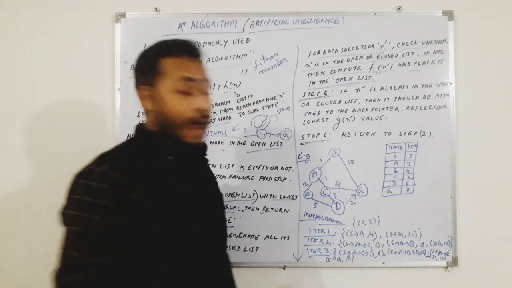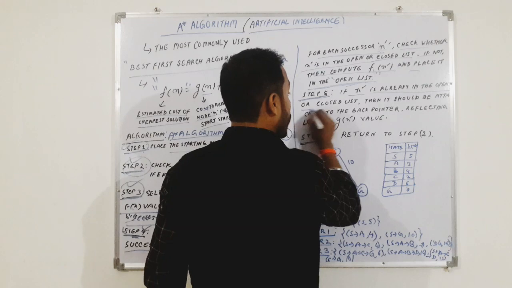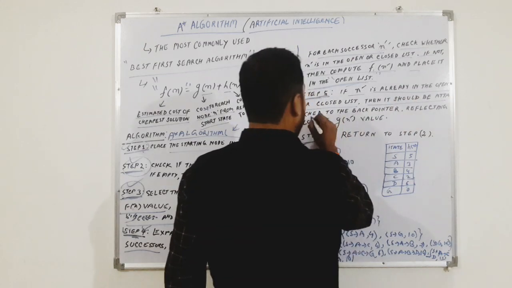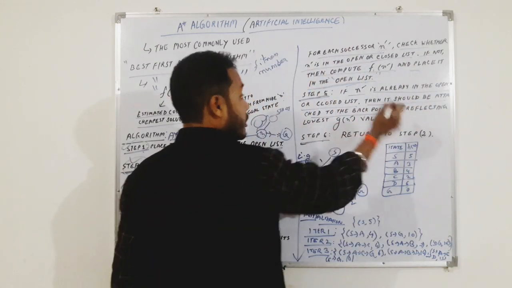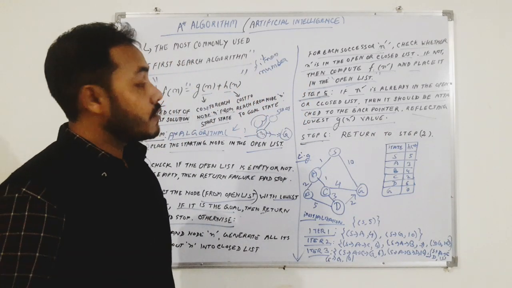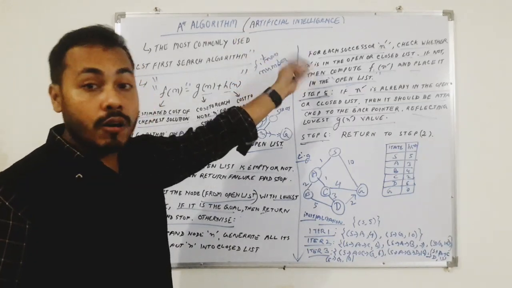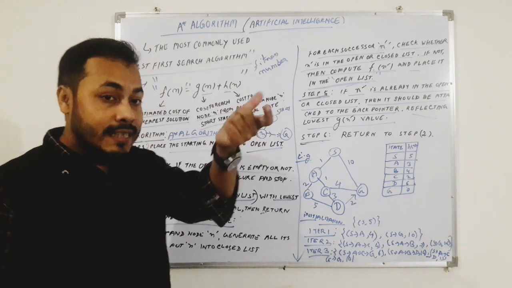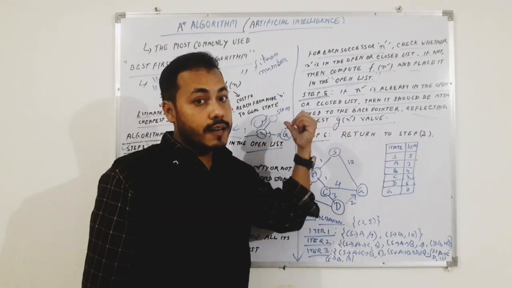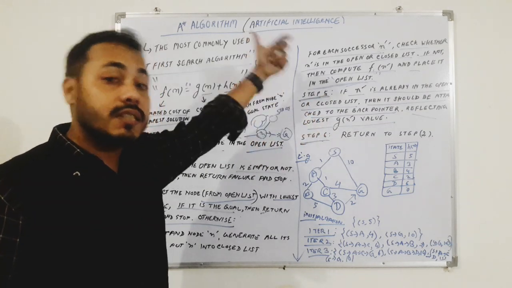Then step 5. Step 5 says that if n dash is already in the open list or closed list, then it should be attached to the back pointer reflecting the lowest g(n dash) value. This is again a typical step. What does it mean? When it is already in the open or closed list, we'll attach a back pointer to reflect the lowest g(n dash) value. Lowest g(n dash) value means the lowest cost to reach that successor node n dash from the starting node.